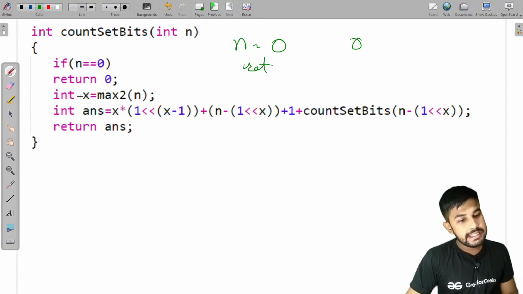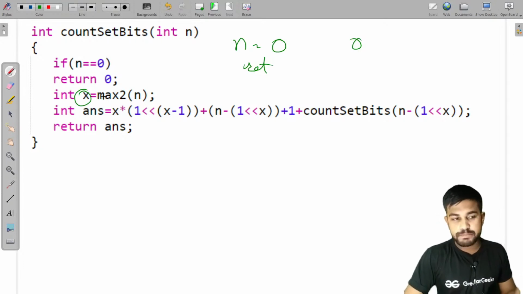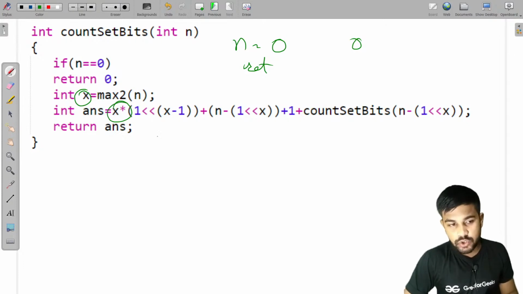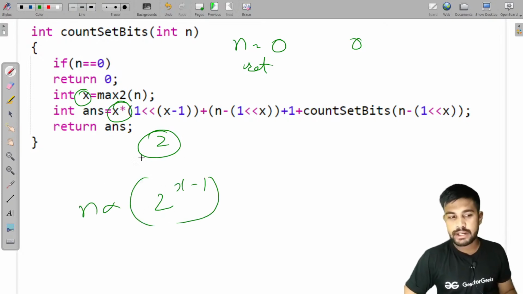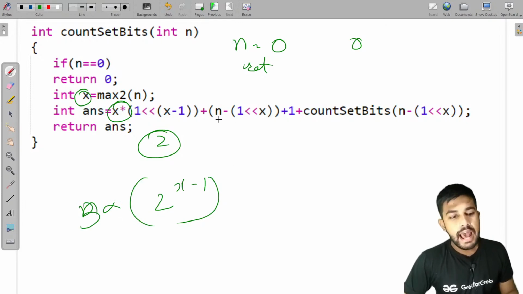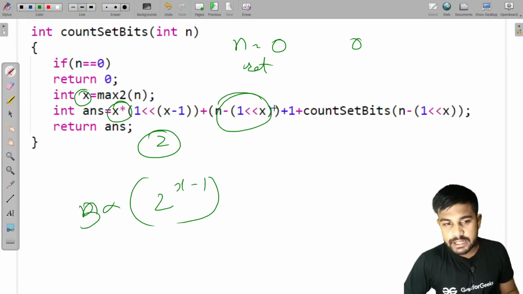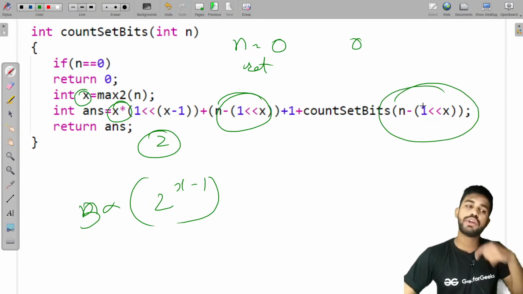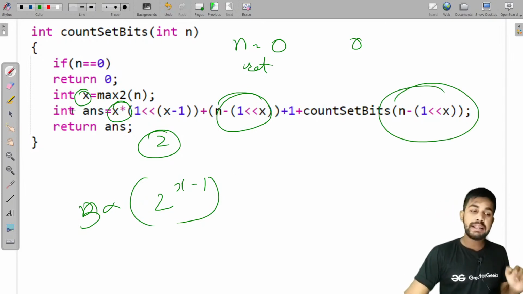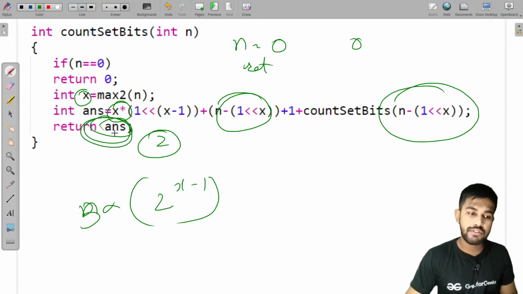The next thing is that I am storing the max power of 2, and as I told, 2 to the power x minus 1. That is n into 2 to the power x minus 1, that is 3n in my case. And then we are subtracting it, and the remaining part would again be sent to the recursion. At the end I am just returning the value.